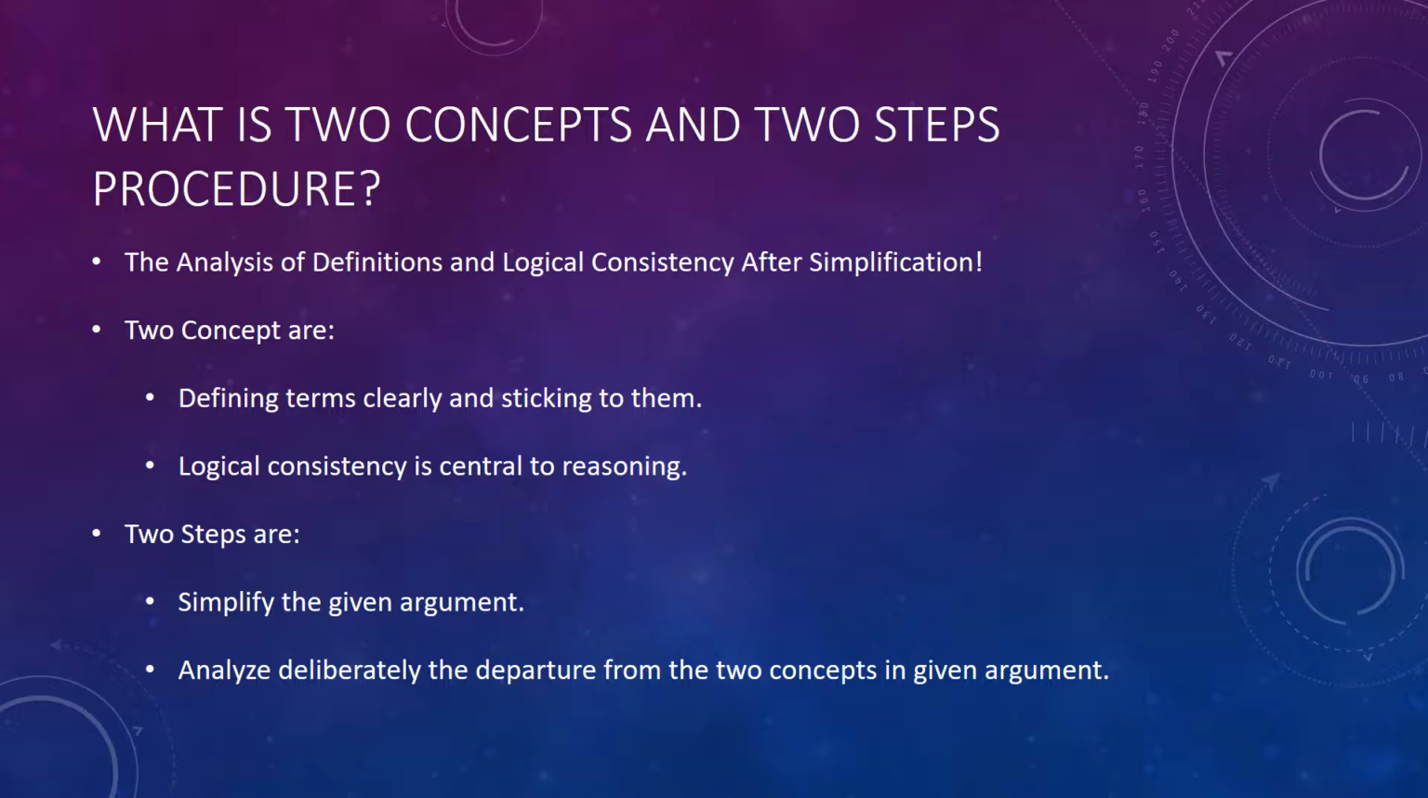The two concepts are: 1. Defining terms clearly and sticking to them. 2. Logical consistency is central to reasoning. The two steps are: 1. Simplify the given argument. 2. Analyze deliberately the departure from the two concepts in the given argument.